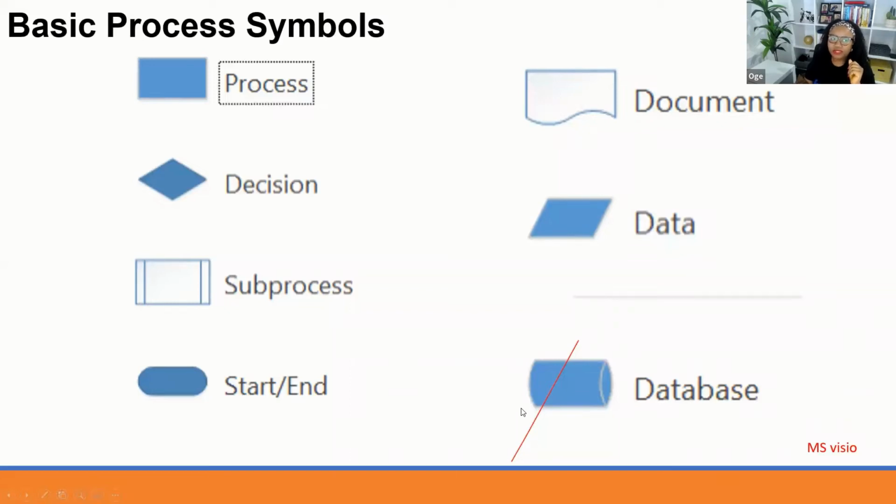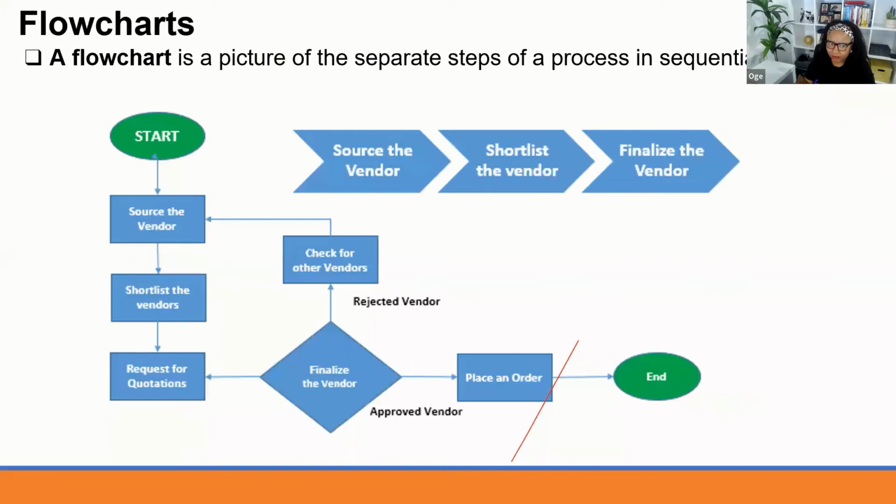So in modeling your process as a BA, you could either use a flowchart, or you use what we call a swim lane. So very quickly, a flowchart is just a picture, a visual showing the separate steps in a sequential order. It doesn't tell you who does what. It just shows you from start, you have to source a vendor, shortlist the vendor, request for quotation, and then place your order and end. It doesn't tell you who exactly is doing what.